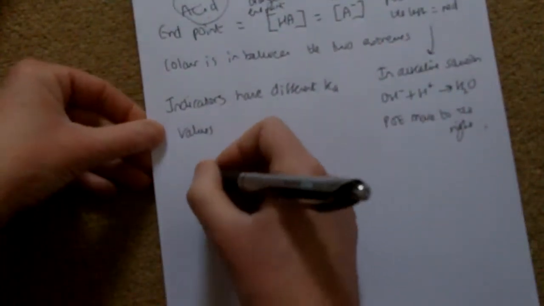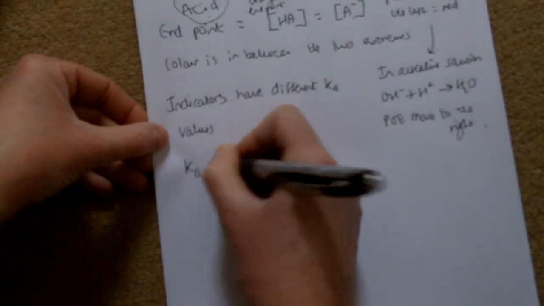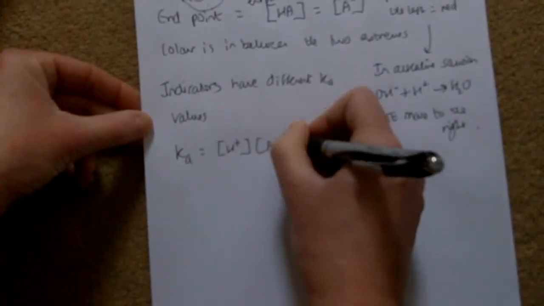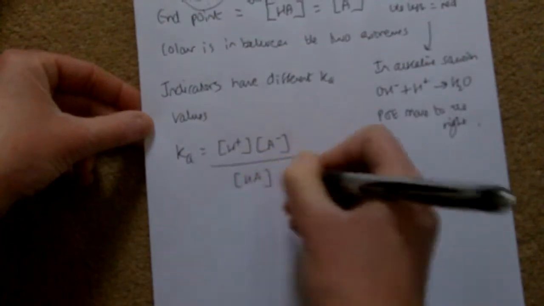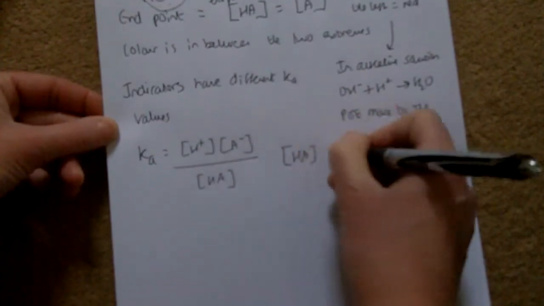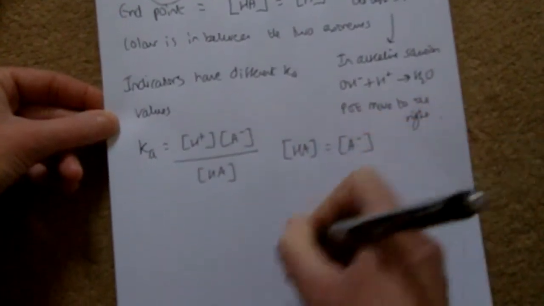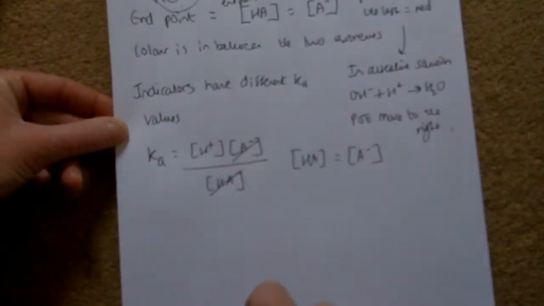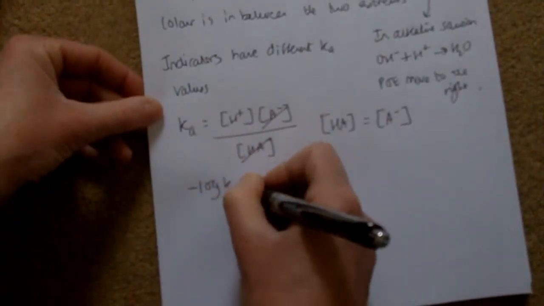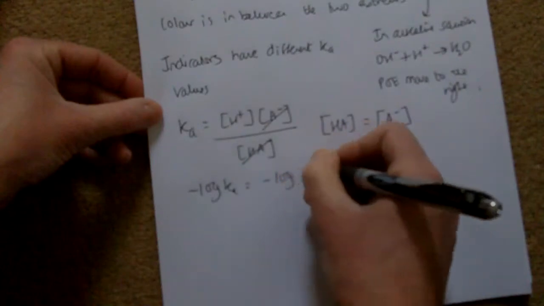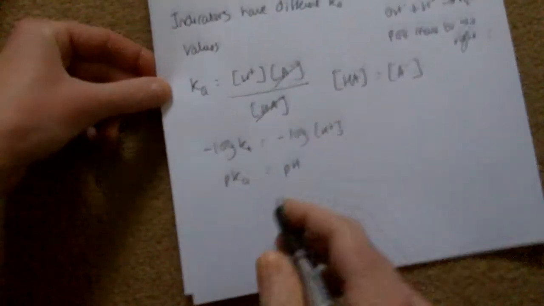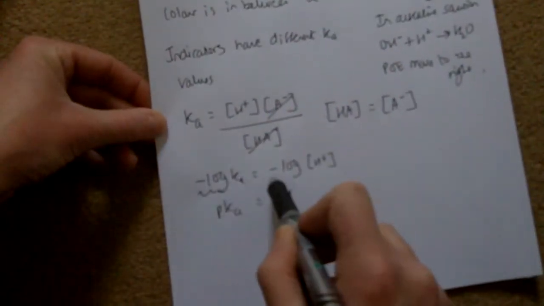Okay, but if you think about it, Ka is the concentration of H plus times the concentration of A minus over the concentration of HA. At the titration end point, the concentration of the acid equals the concentration of the conjugate base, so they cross out. So Ka equals H plus, therefore minus log Ka equals minus log H plus. Therefore pKa equals pH. Remember the p just means minus log.